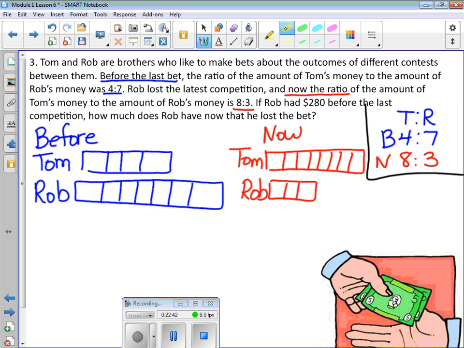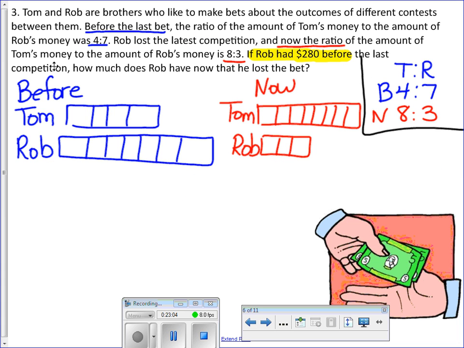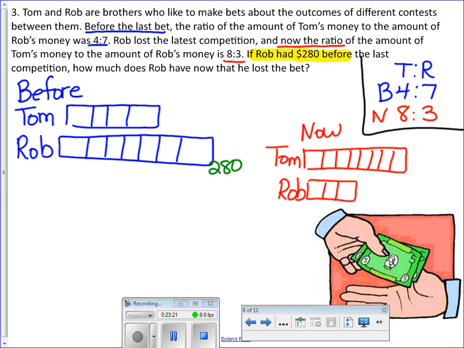Okay, so where does that $280 go? Is it for Tom or Rob? Or the total or the difference? Okay, so it's Rob. Now is it for Rob before or Rob after? Rob before. Before. So that Rob before. I wonder if his name is Rob for a reason. Does he keep robbing Tom? So, okay, so I'm going to go to my before. And I'm going to go to my Rob. Okay. So Rob is 280.